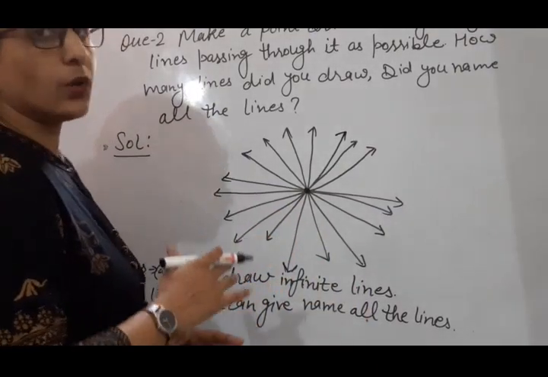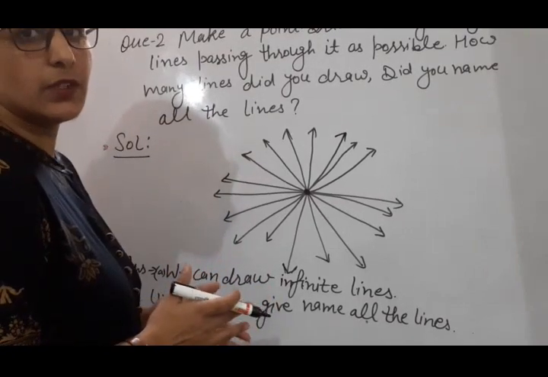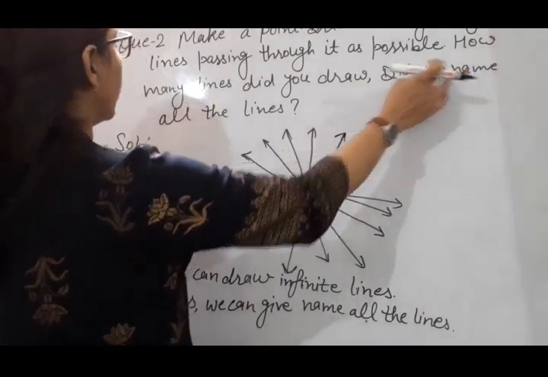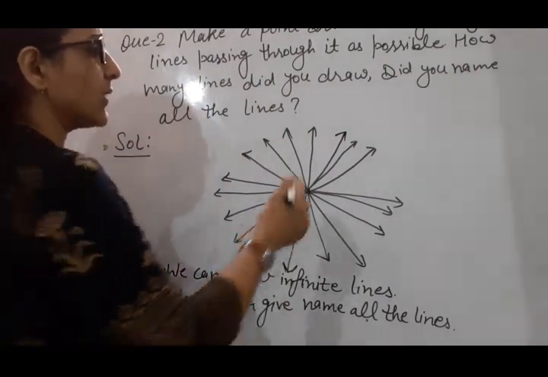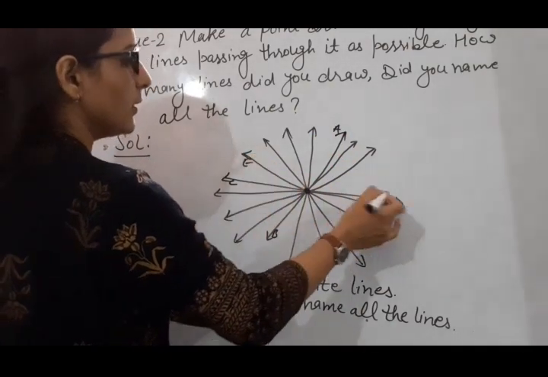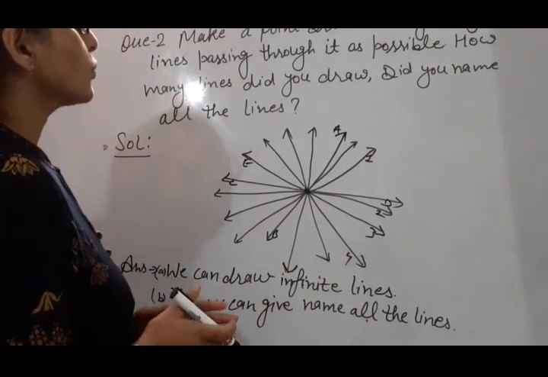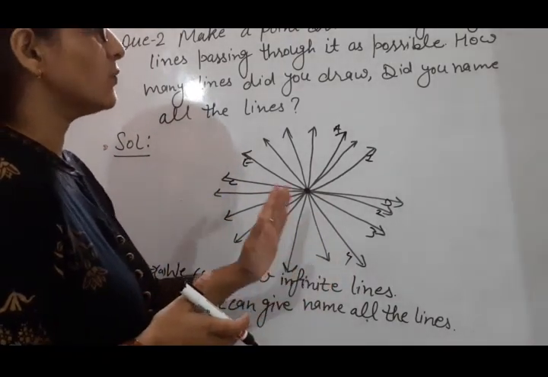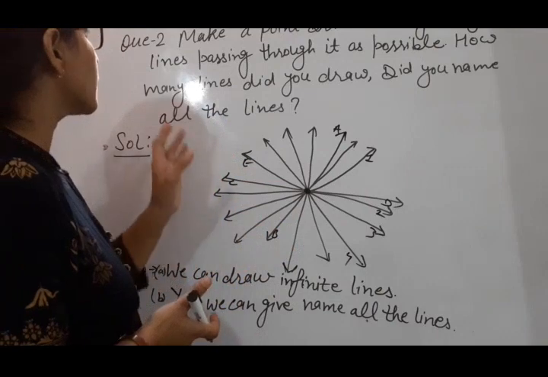It means we can draw countless lines which we cannot count. Many lines we can draw here. Okay, the part A. Second is, did you name all the lines? Yes, we can give the name to all the lines like A, B, C, D, E, F, otherwise 1, 2, 3, 4 like that. You can say that infinite lines we can draw here and we can give the name to all the lines also. That is your question number 2.